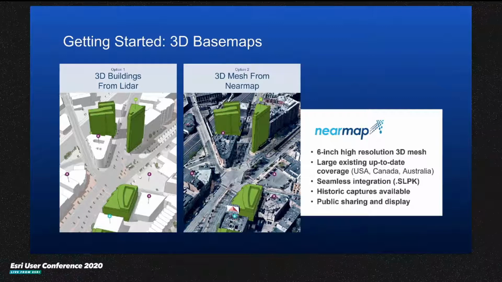Another option is to leverage content from our partner Nearmap. Nearmap provides high-resolution 3D mesh for Urban, with coverage in major metropolitan areas of the US, Canada, and Australia. The mesh can be hosted as the satellite base map in Urban and represents true reality for development review purposes. Really amazing content.